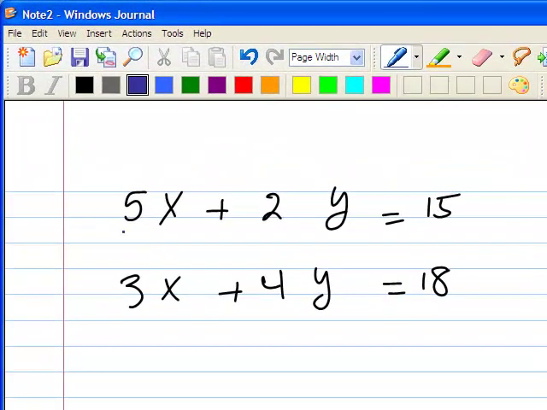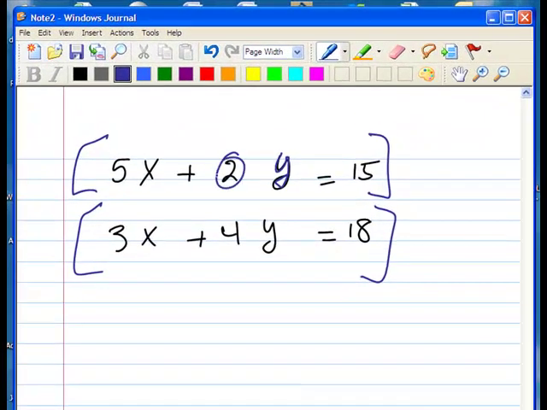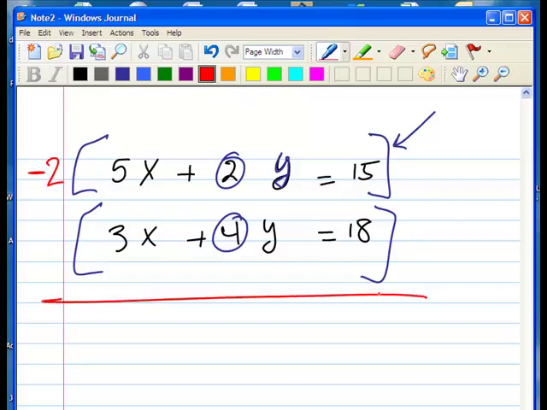Here's another example. You don't need to always make one of the variables go to 1 and the other variable go to -1. You need to be smart in how you do them. For example, this one and this one. Look at what they have in common. The y variable has a 2 coefficient and a 4 coefficient. So if I were to multiply this top constraint by -2, I'll be home free. But the whole thing needs to be multiplied by -2. Let's see what we get.